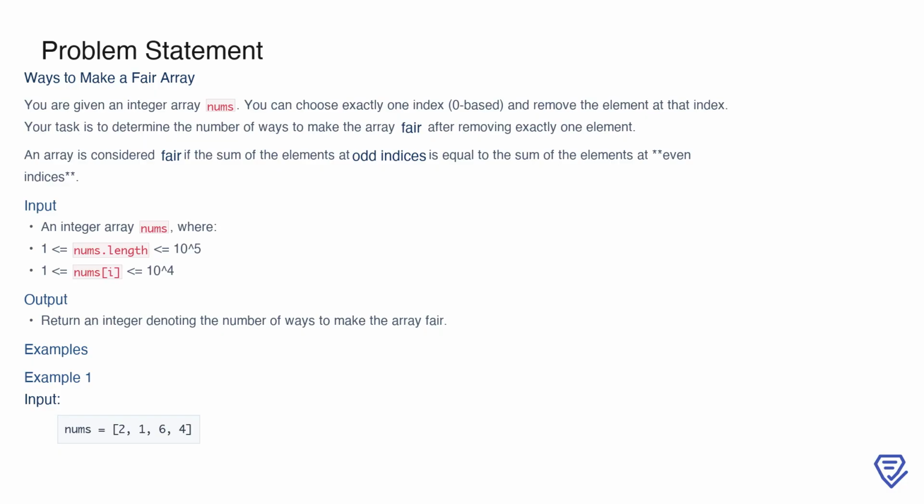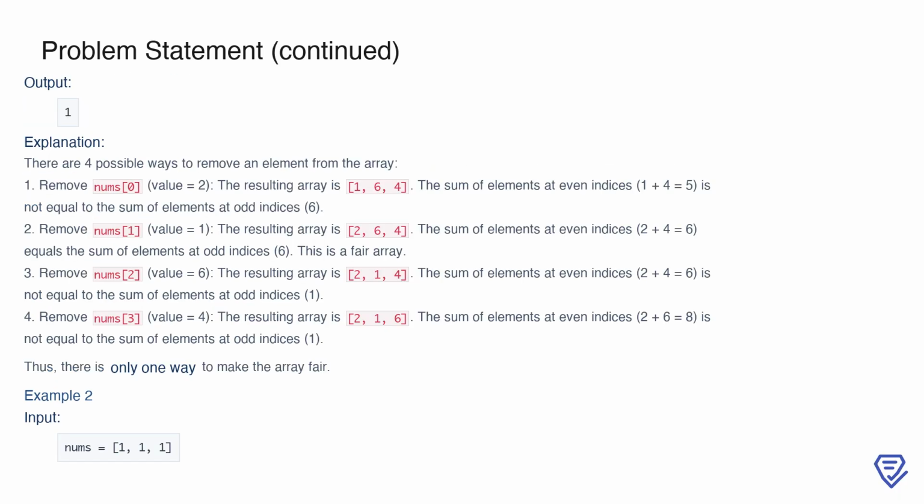The input consists of the array nums, which can have a length between 1 and 100,000, and each element in the array has a value between 1 and 10,000. The output is a single integer that represents the number of ways to make the array fair by removing one element. Let's consider the first example to understand the problem better.